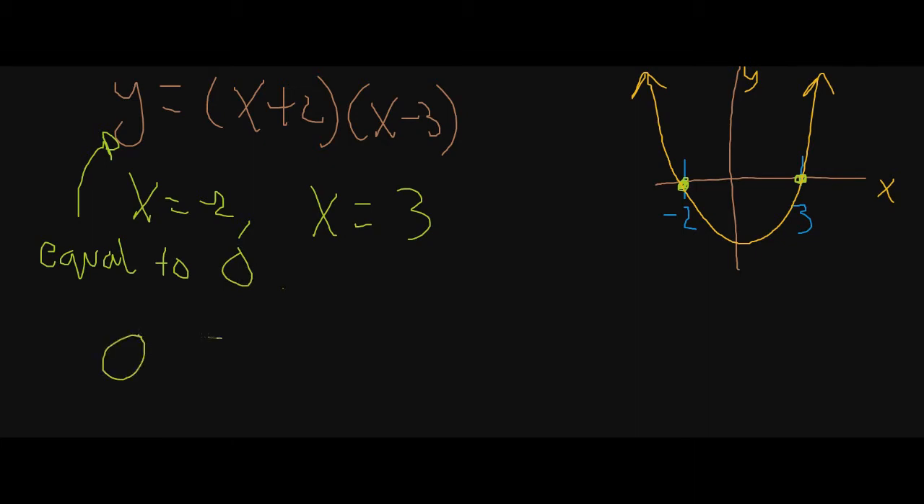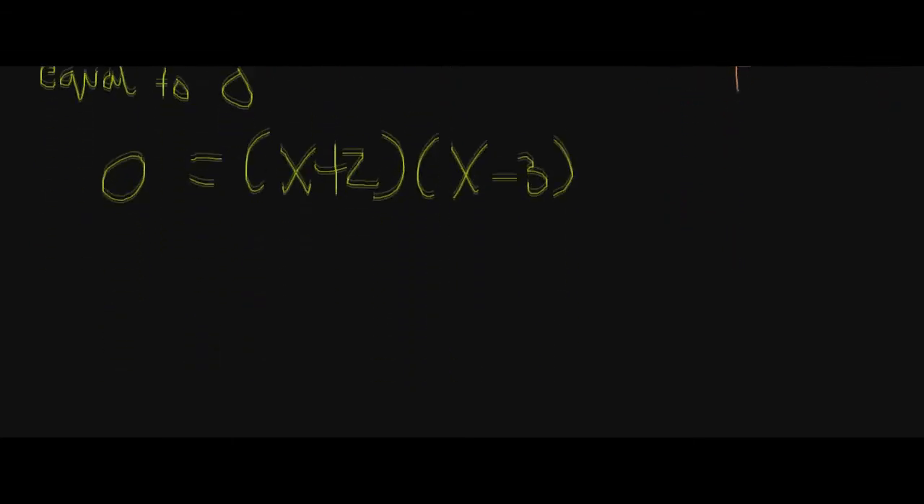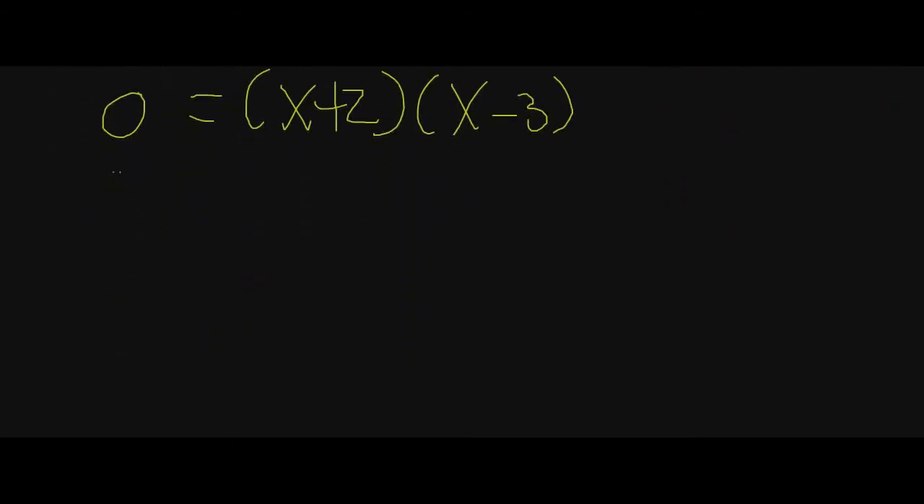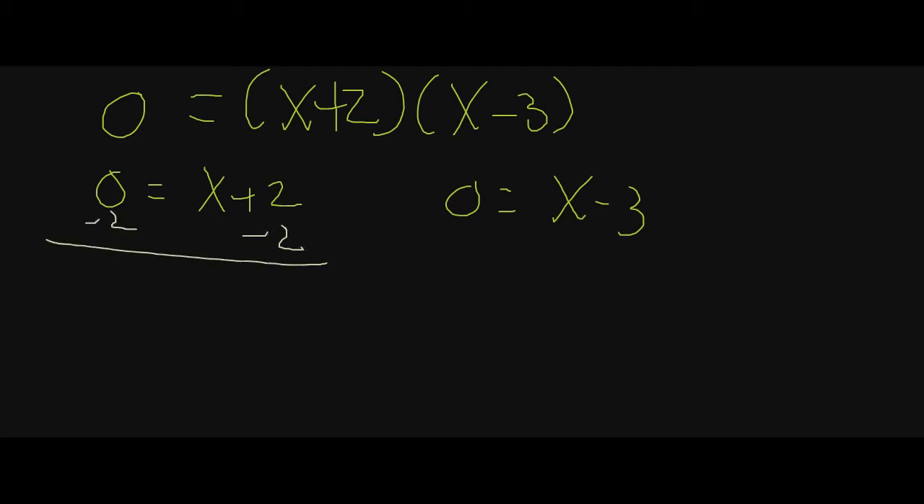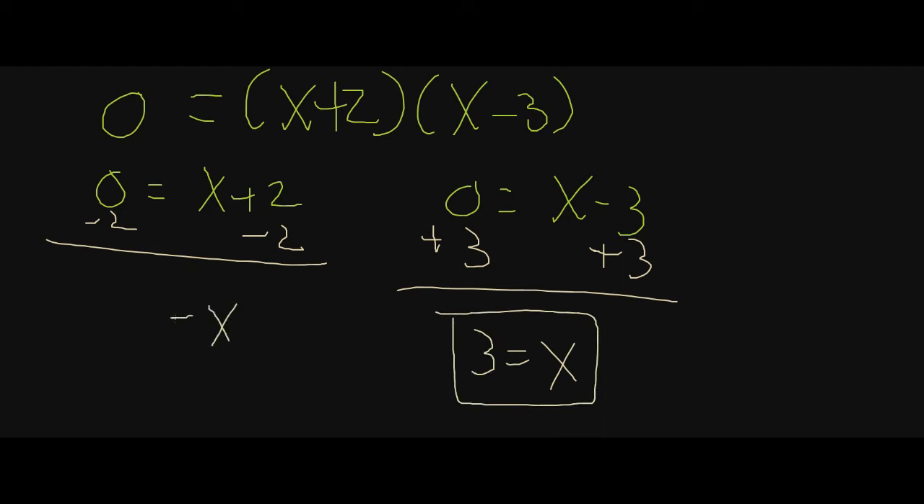So we do that. We're going to get 0 equals x plus 2 times x minus 3. Great. Now that we have that, we can just solve it. One way we solve that is we just break it up into two equations. We're going to get 0 equals x plus 2 and 0 equals x minus 3. What do we do to get rid of the plus 2? We just subtract 2 from both sides. Over here, we're going to add 3 to both sides. And we get x is equal to 3, which was our root, we already showed that, and x is equal to negative 2. So there it is. We got our roots from being in factored form.